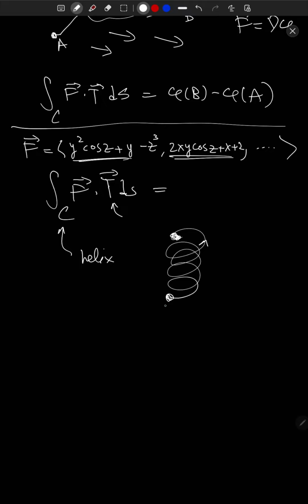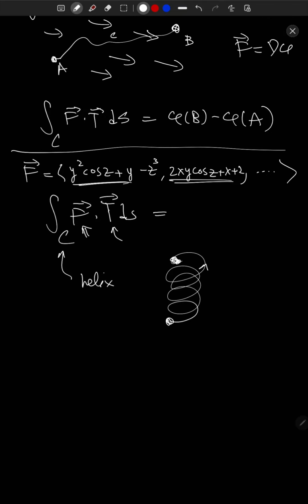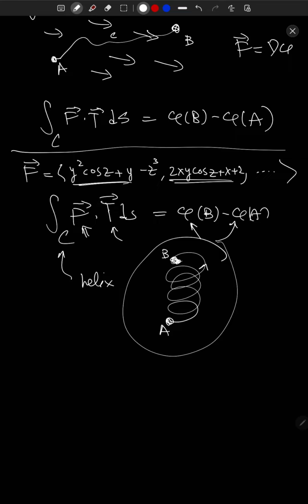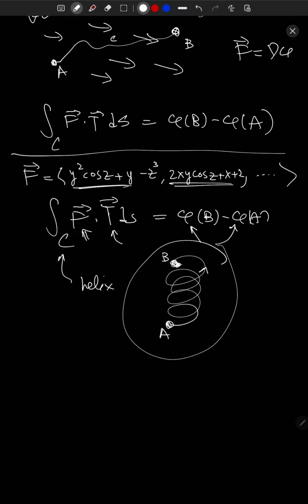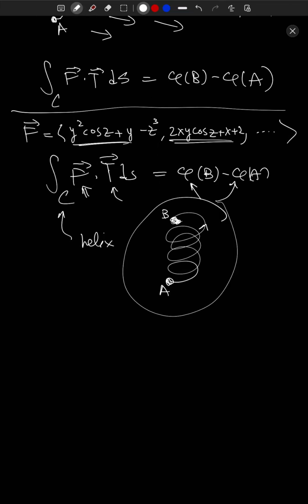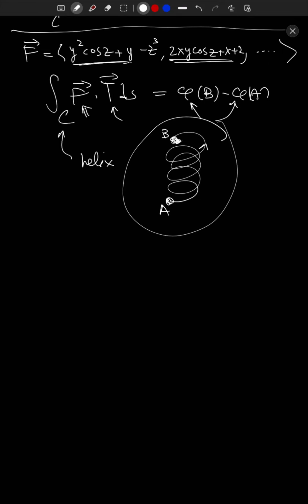But now I know capital F is conservative. We've actually found the potential. And so immediately I know the answer is phi of B minus phi of A, where if this is B, that is A. I instantly get the answer. So how much work did I have to do? I had to find phi, of course. But oftentimes that's easier than doing some horrible integral here, particularly if your curve is really ugly. Okay, so this is one kind of useful application.